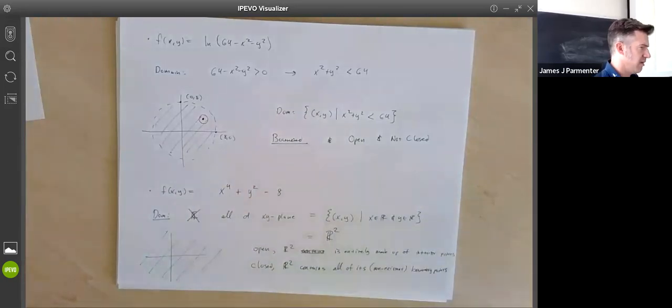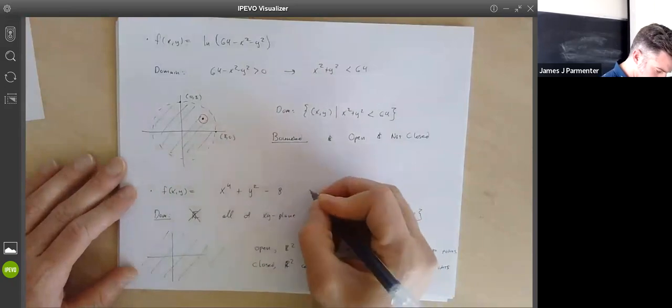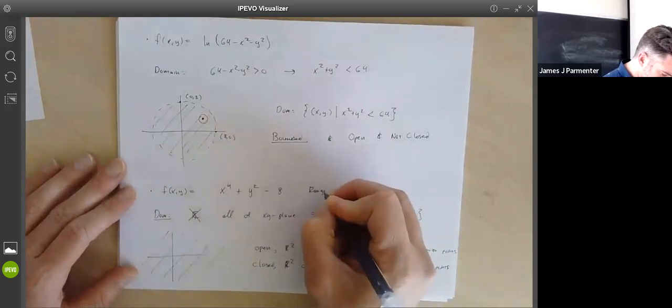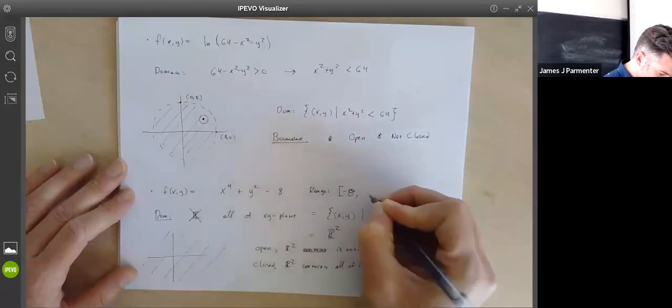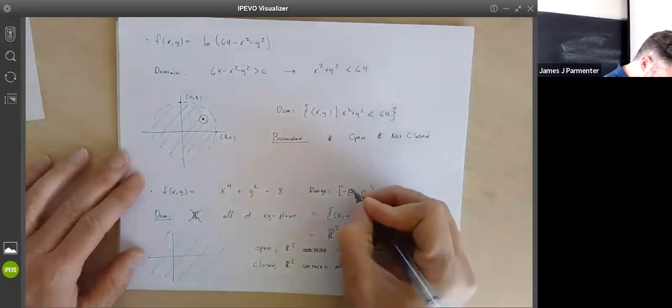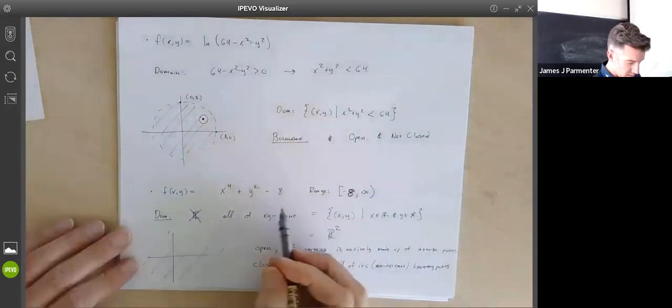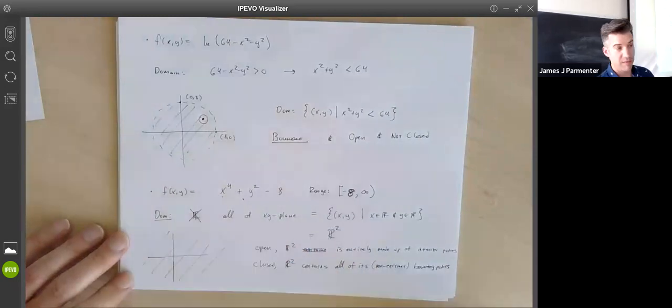Definitely unbounded, right? No argument there. And then finally, just to say what the range is, the range here would be everything from -8 inclusive to positive infinity. This can be as small as -8 because x can be 0 and y can be 0, but that's as small as it can be, and it can be as large as infinity.